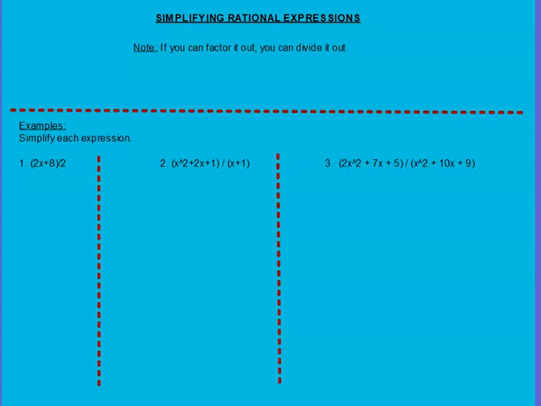So we're going to go over simplifying rational expressions. When you have a rational expression, just remember one thing to simplify it: if you can factor it out, you can divide it out. I'm noting that because this does not exist. You cannot factor x out of both terms, which means you cannot divide it out. So this would be a no.